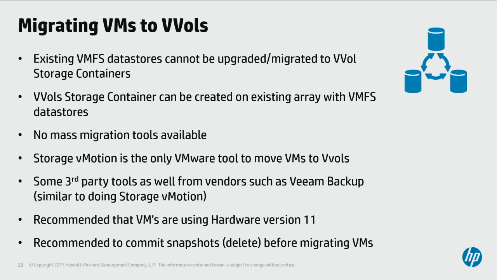It's recommended that you use the latest hardware version with vSphere 6. That's hardware version 11. I also would recommend committing your snapshots, deleting them, before migrating VMs, especially if they have memory state stored with them. I think there was a caveat around that: if the memory state is there, you'll get some incompatibility. It'll fail if you try doing it, so it's best to commit and delete those before moving them over.